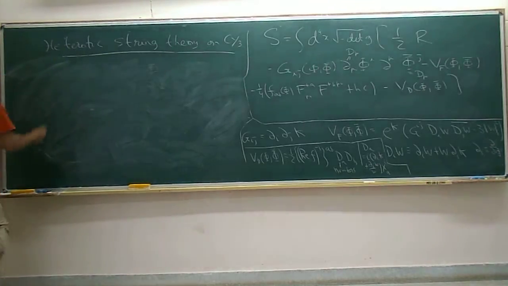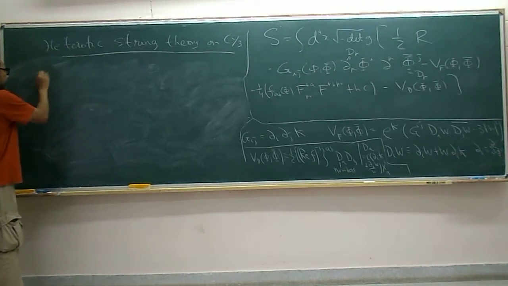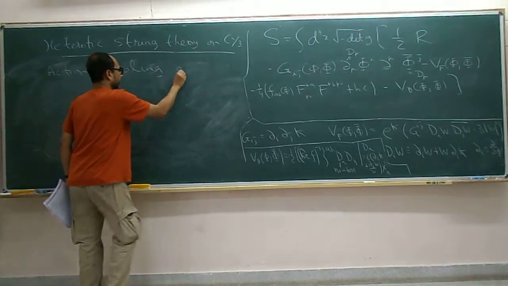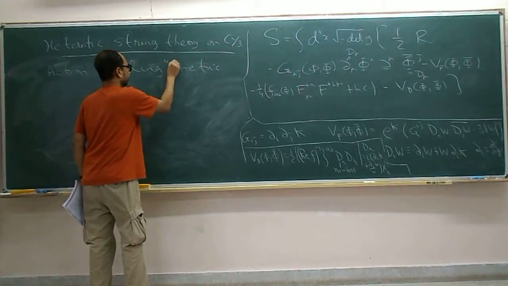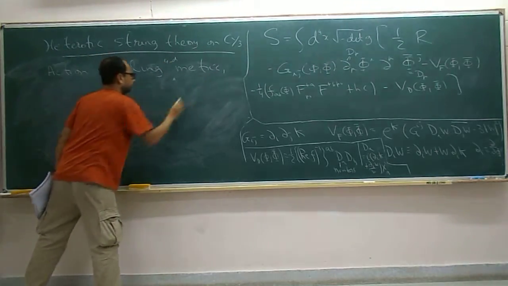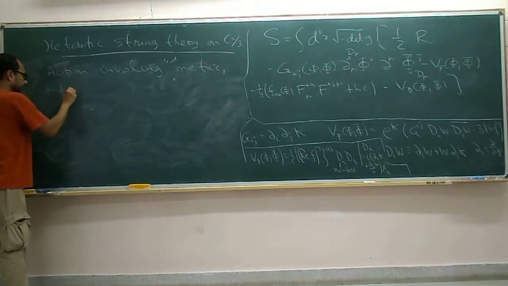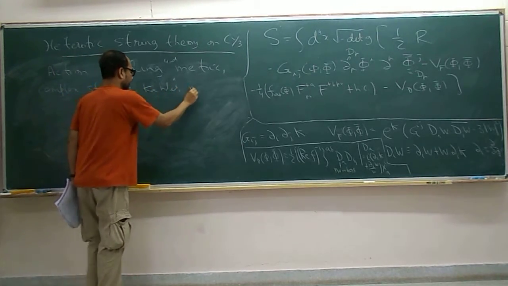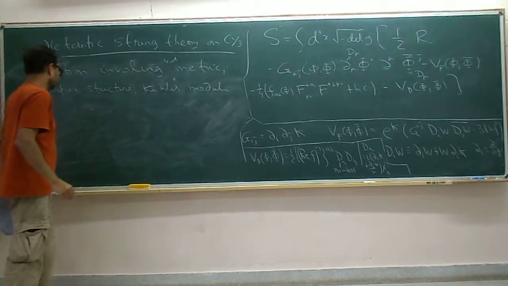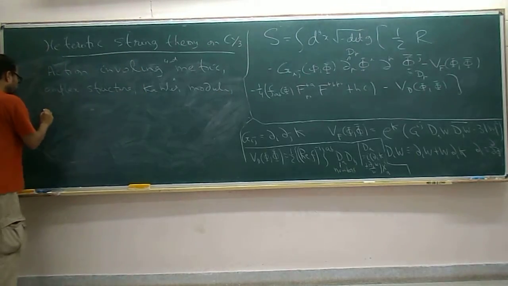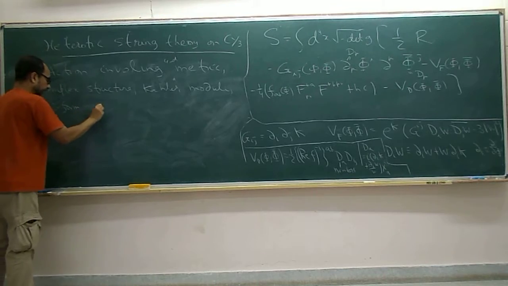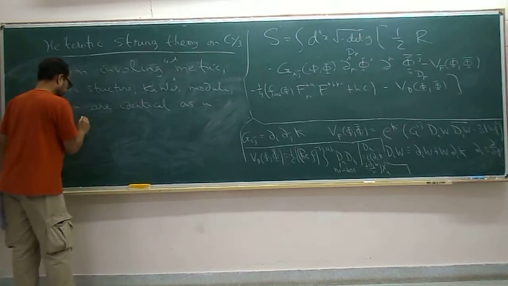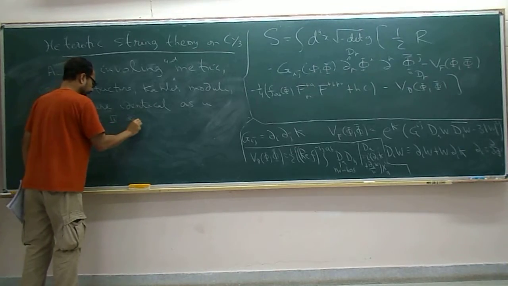Okay. So the action involving the 4D metric, complex structure scalar moduli, and two forms are identical as in type 2 on Calabi-Yau.